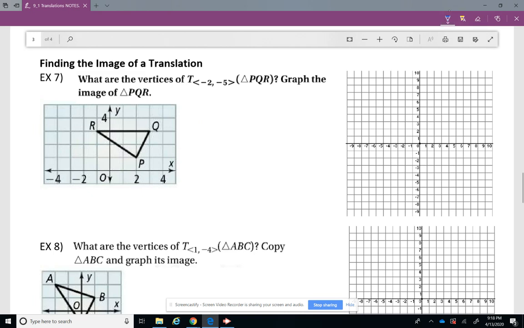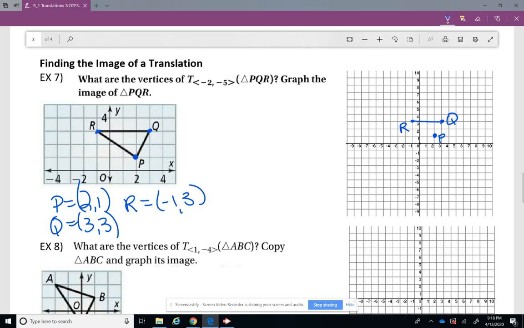So how are we going to do that? Well, let's do some points. P is 2, 1. So let's graph that one first. 2, 1. That's P. Q is 3, 3. That's Q. R is -1, 3. All right, this is our original. It's called our pre-image.